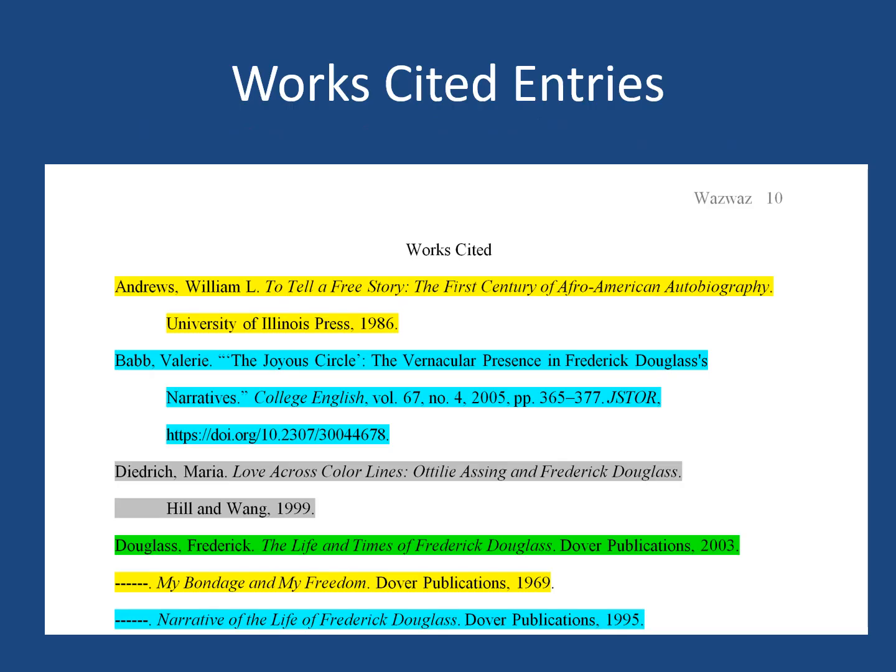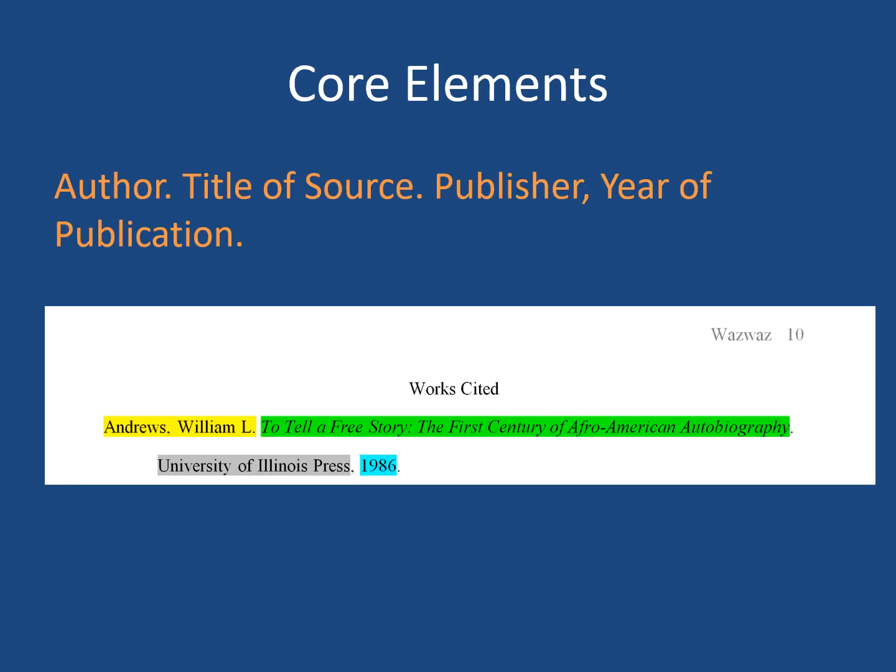The MLA Works Cited page consists of works cited entries. One entry is made for each different source used in your research paper. These entries contain specific pieces of information about the source you are using in your research paper. The different pieces of information are called core elements. The author, title, publisher, and date are core elements.